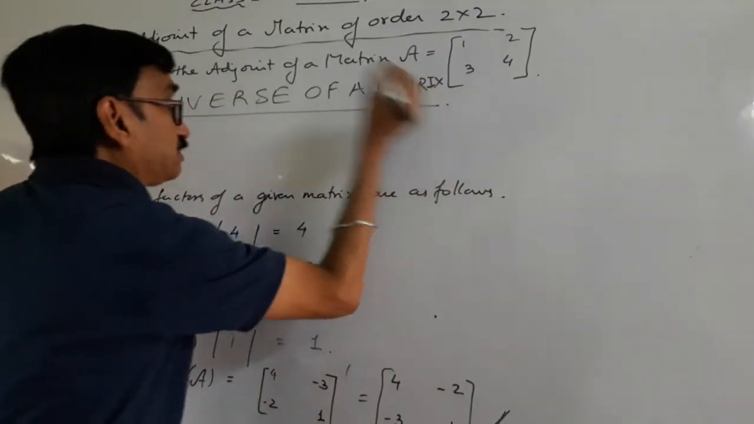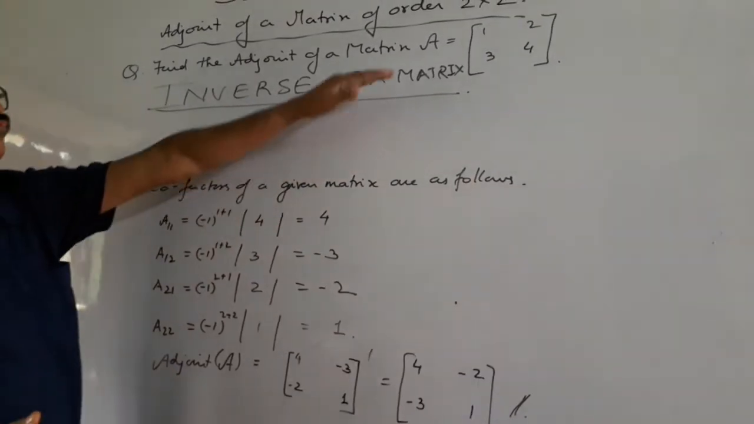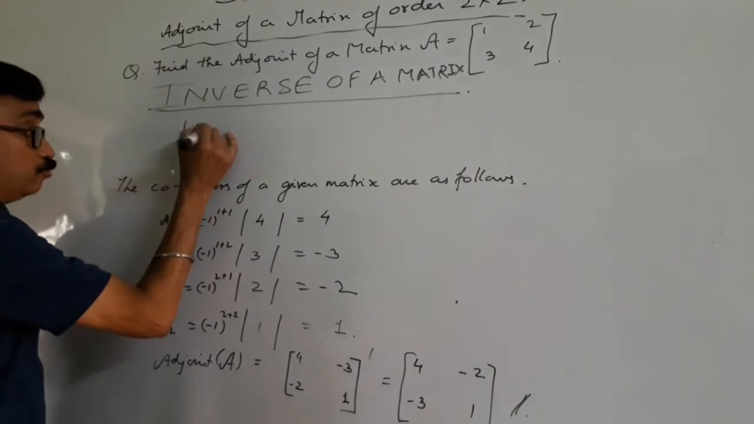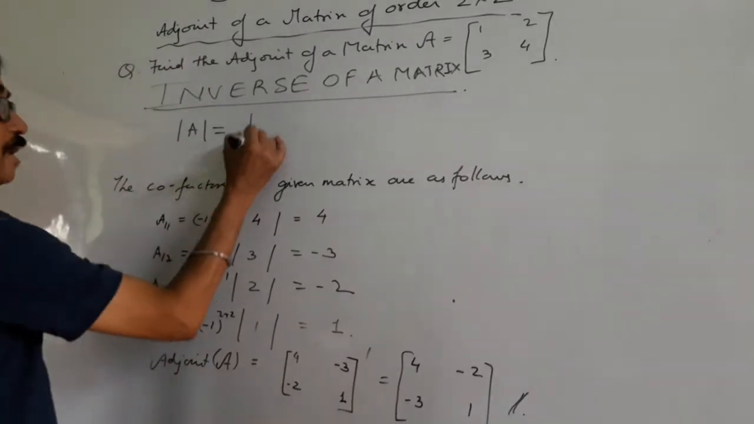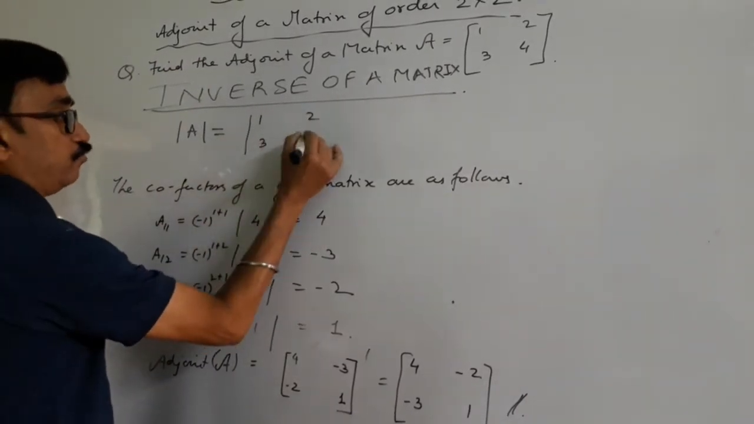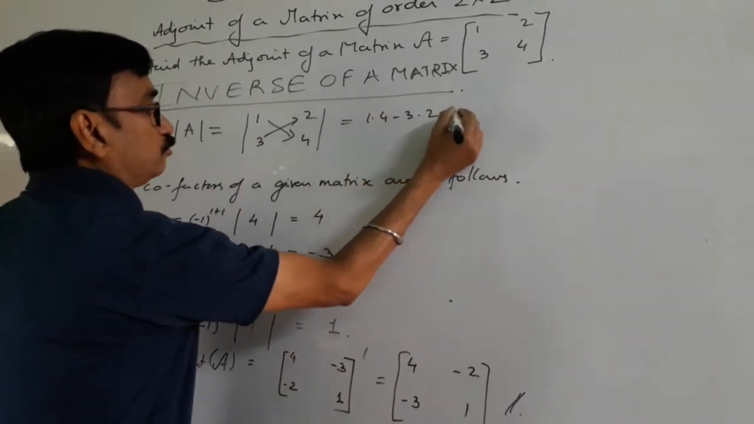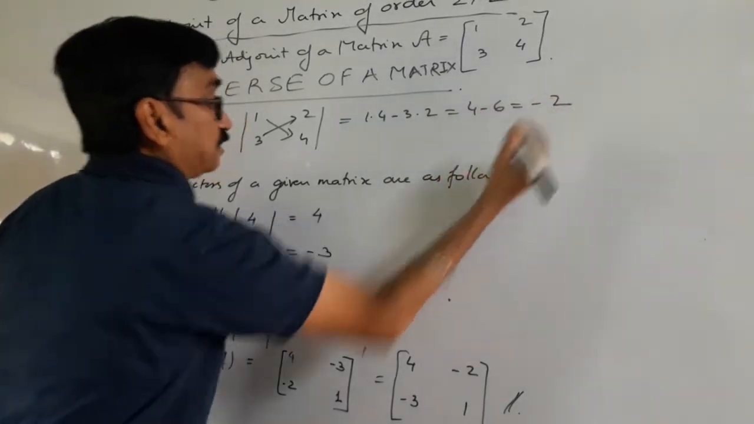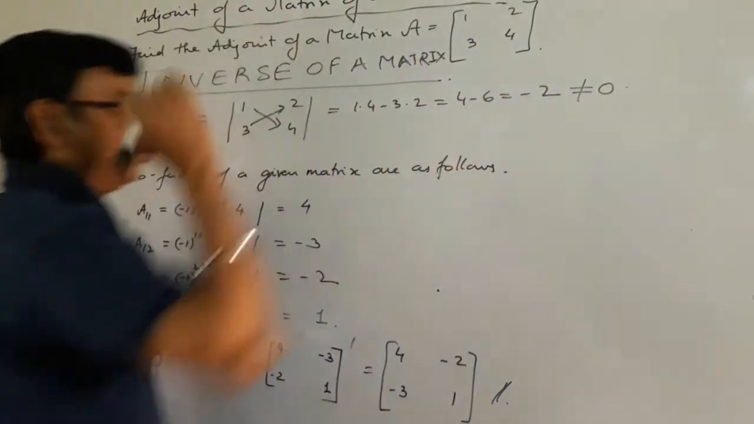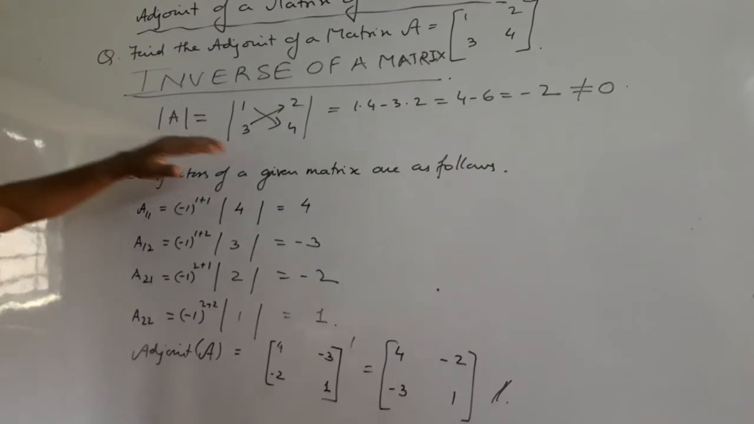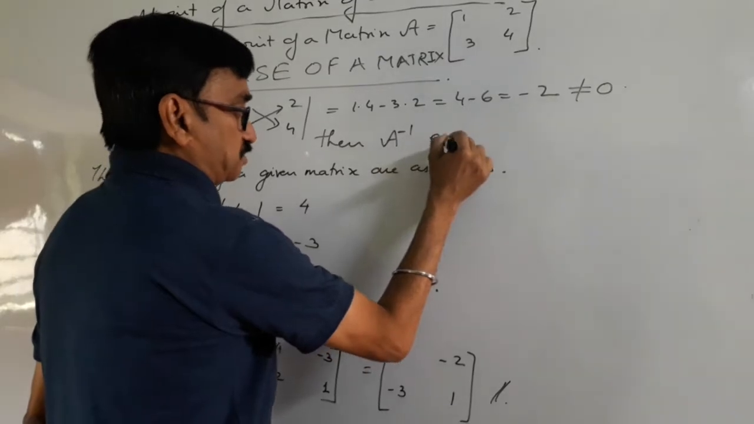The difference is that before calculating the cofactors of this matrix, we have to find its determinant value, that is 1, 2, 3, 4, top to bottom minus bottom to top, 1 into 4 minus 3 into 2, that is 4 minus 6 equals minus 2. And if the determinant value is not equal to 0, then only the inverse of a matrix exists.